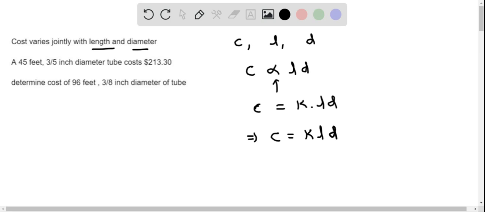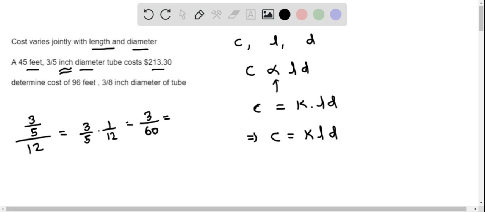Now we are given the information that when the length is 45 feet and the diameter is 3/5 inch, the cost is $213.3. Notice that we are given the diameter in inches, so we will convert this to feet. We can divide this quantity by 12, because to convert an inch to a foot, we have to divide by 12. So therefore, this equals 3/5 multiplied by 1/12. We can write this as 3/60, or the simplified form is 1/20. So basically, this is the diameter in feet.